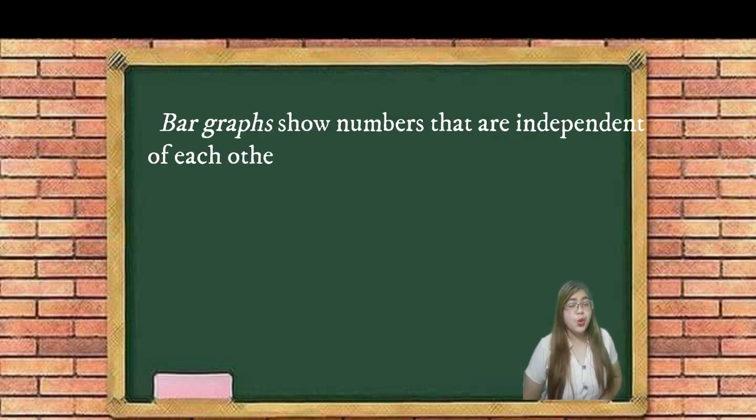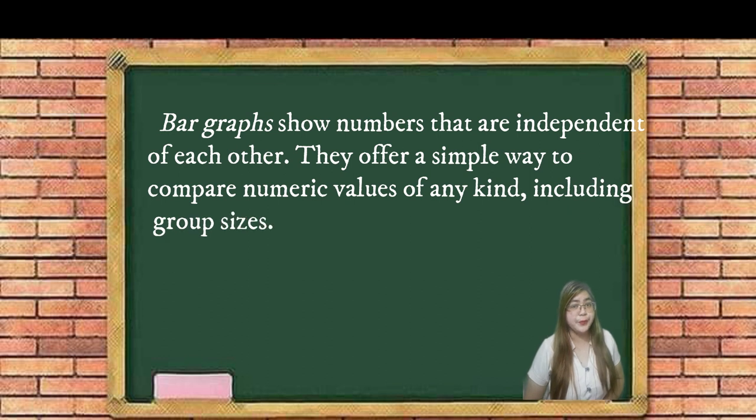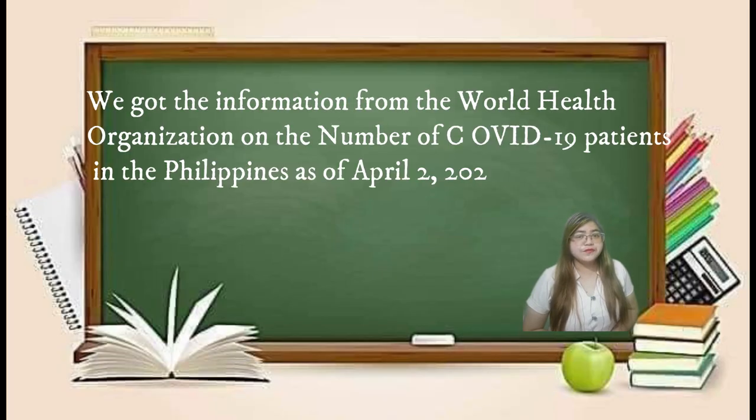Bar graphs show numbers that are independent of each other. They offer a simple way to compare numeric values of any kind, including group sizes. Bar graphs can be either horizontal or vertical. One axis represents the categories, while the other represents the value of each category. Take a look at the example. We got the information from the World Health Organization on the number of COVID-19 patients in the Philippines as of April 2, 2020 by age group.